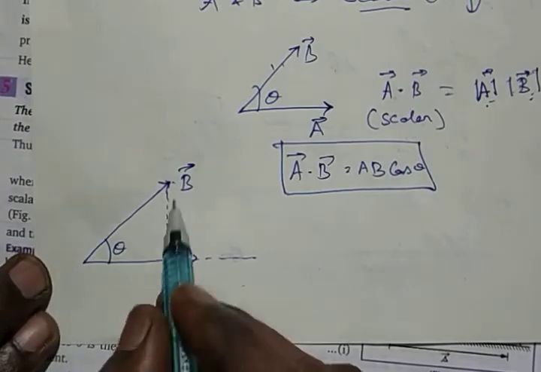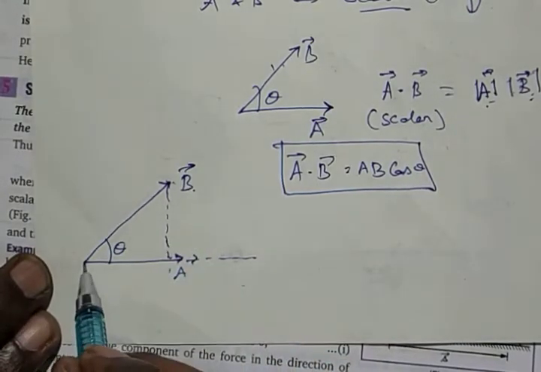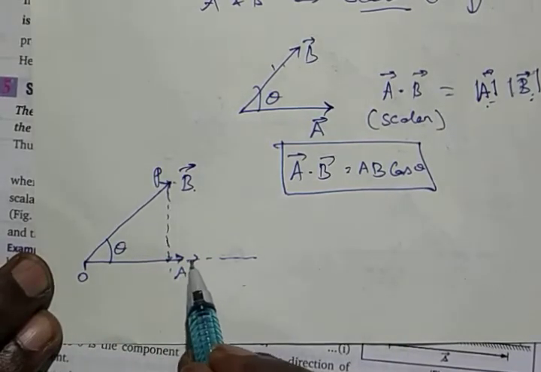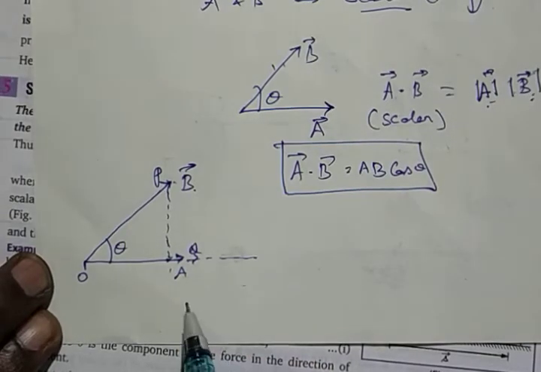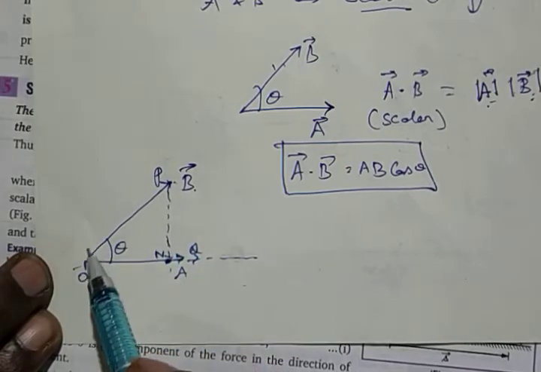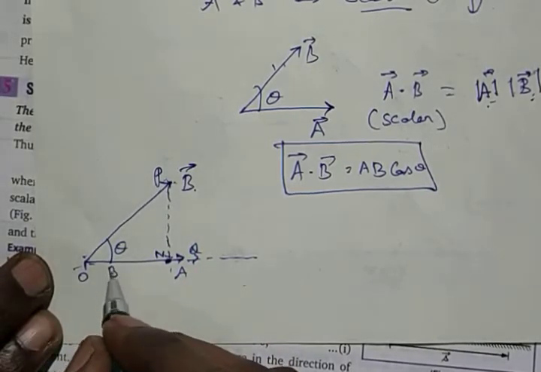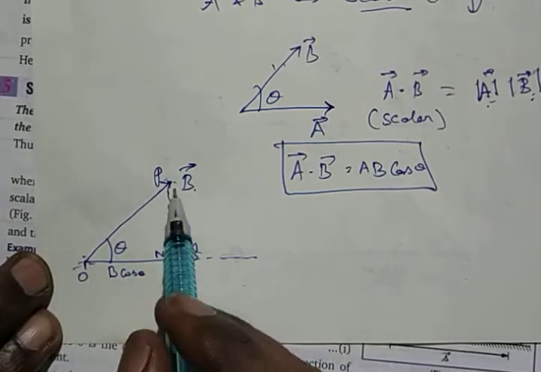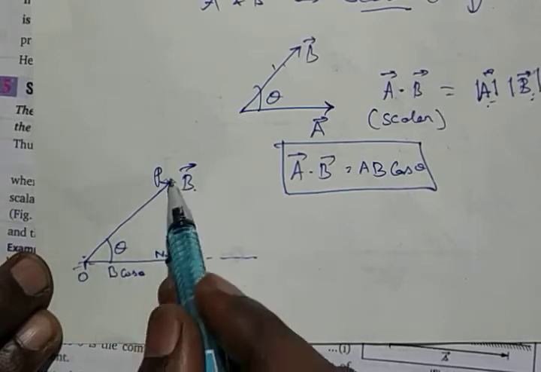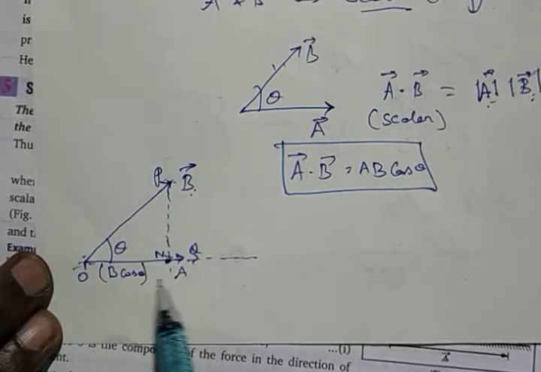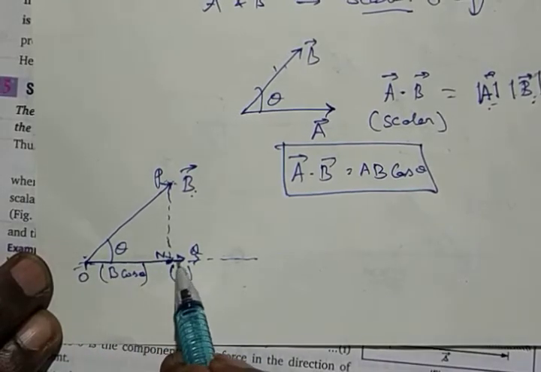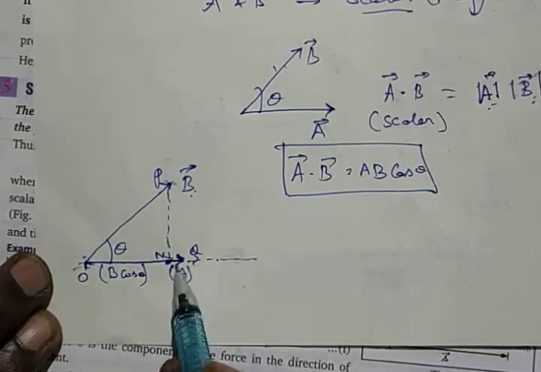So when you multiply, drop a perpendicular here. If this is B vector, this is O, this is P, and this is going to be Q. Let this part be N. What is ON with respect to this OP vector? This is going to be B cos theta, because this is the horizontal component of the OP vector, that is B vector. And there is already another vector on top of it, A vector, which goes till Q, OQ and ON.